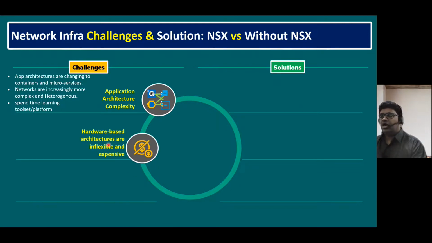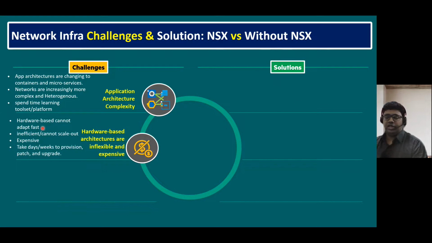Another one: hardware-based architectures are inflexible and expensive. Obviously hardware is always expensive compared to software. Hardware-based setups cannot adapt fast, there are compatibility challenges, they are inefficient, expensive, and cannot scale out. That means we cannot add additional network devices immediately. It takes a longer time, it's expensive, and it takes days or weeks to provision, patch and upgrade. That is also one of the challenges of physical network infrastructure.